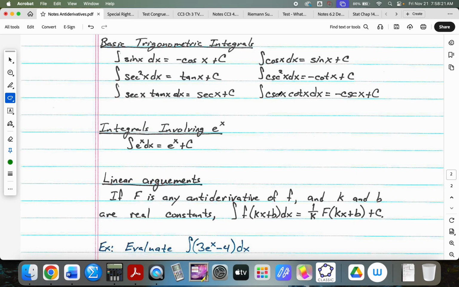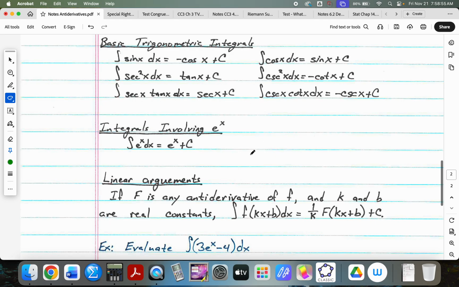And then we can undo derivatives of trig functions. So the antiderivative of sine is negative cosine. The antiderivative of cosine is sine because the derivative of sine is cosine, right? You just have to think in reverse. And then, the rest. You're very familiar with the derivatives of all of these.